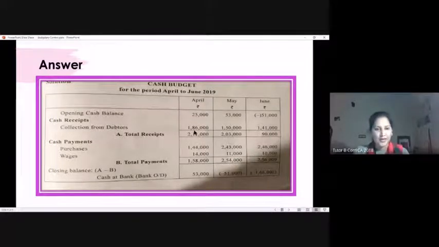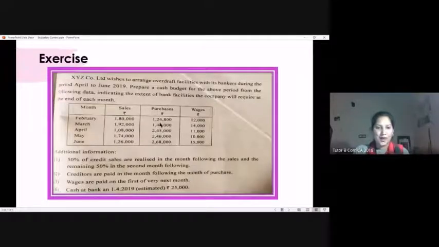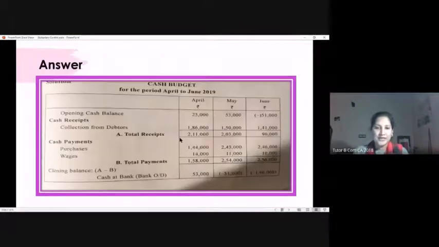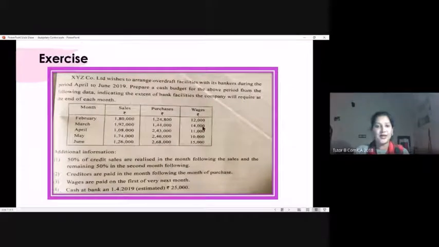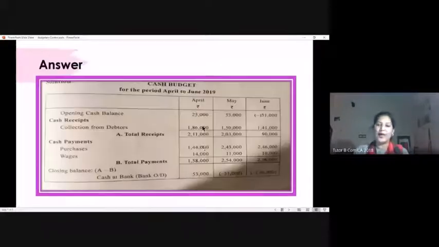Then we have the cash payments, which includes, as I said, the payment for purchases happening in the very next month. So in April, March payment happened. Now look at the amount. It is 1,44,000. You can see here 1,44,000. Same as the case with wages. March wages will happen in April. So we'll check what it is. It is 14,000. That will happen in April. Right, and this is it, the total.